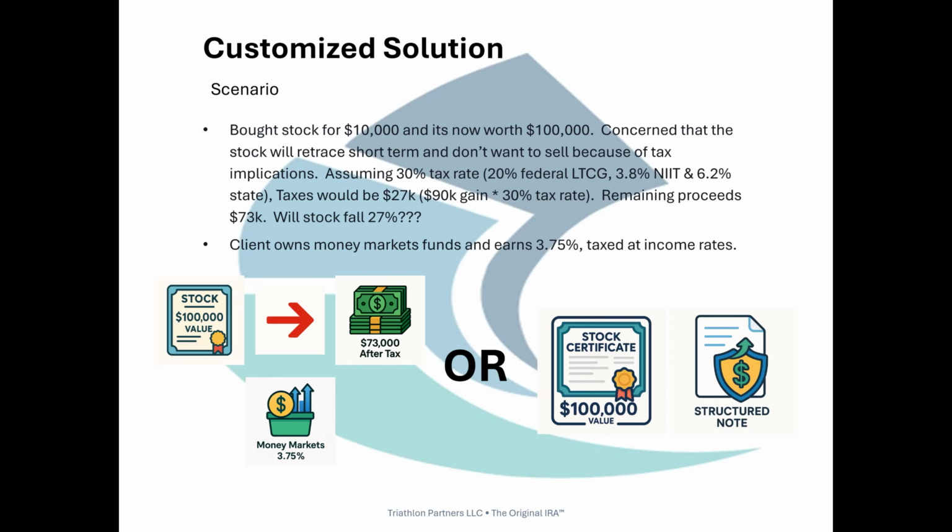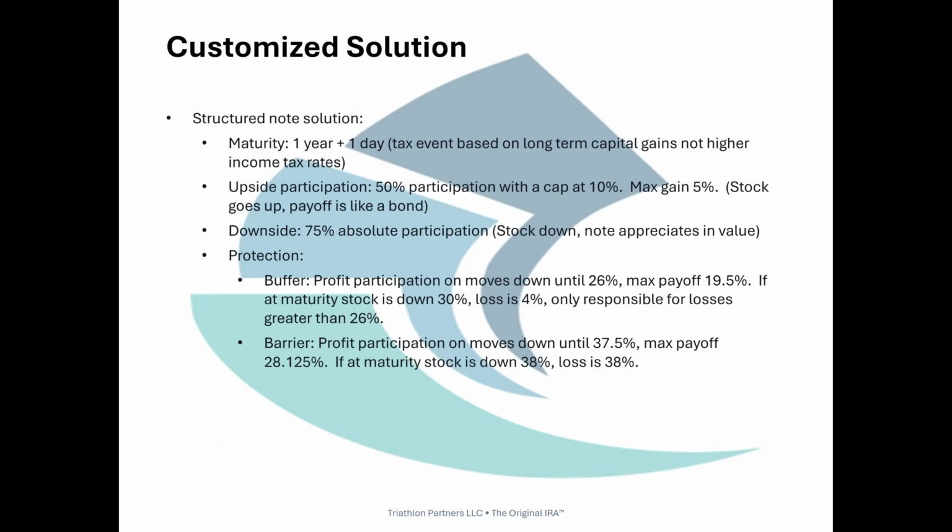You keep the stock and you buy a structured note. The time period we picked was 1 year and 1 day. All the gains are treated as long-term capital gains on the note, as opposed to being treated as income. What was going through my mind is, okay, this client has a lot of money in bonds. Let me create a note. If this underlying stock goes up, the note is going to pay them a bond-like return because they already own the stock, and then they're going to get their bond return. The note is replacing what the bonds do.